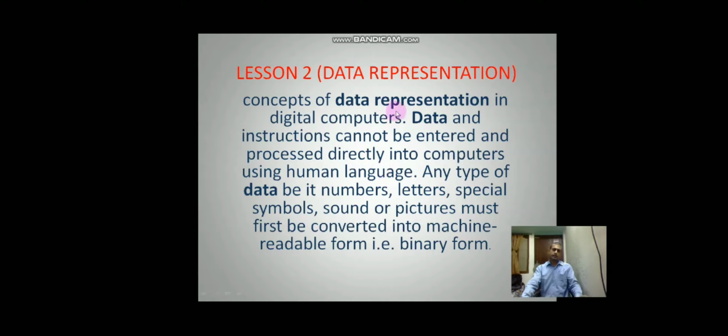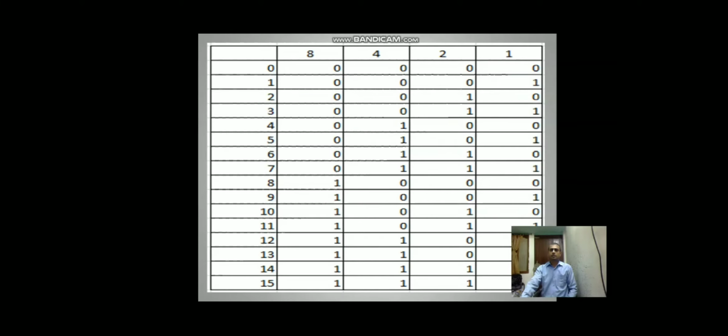And this is the definition here, the concept of data representation. It is explained here theoretically. Data and instructions can't be entered and processed directly into computers using human language. Any type of data, be it number, letter, spatial symbol, sound or pictures, must first be converted into machine readable form, that is binary. Yesterday also we discussed that every number system must be converted into the binary number system, then only it will be understood by the machine. So in this video we will discuss this.